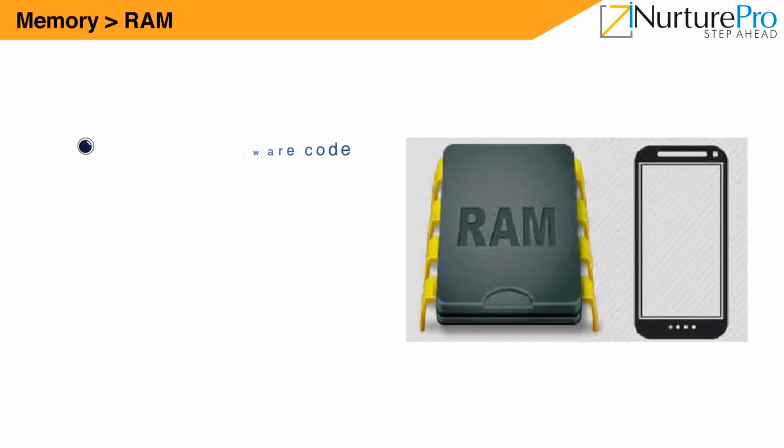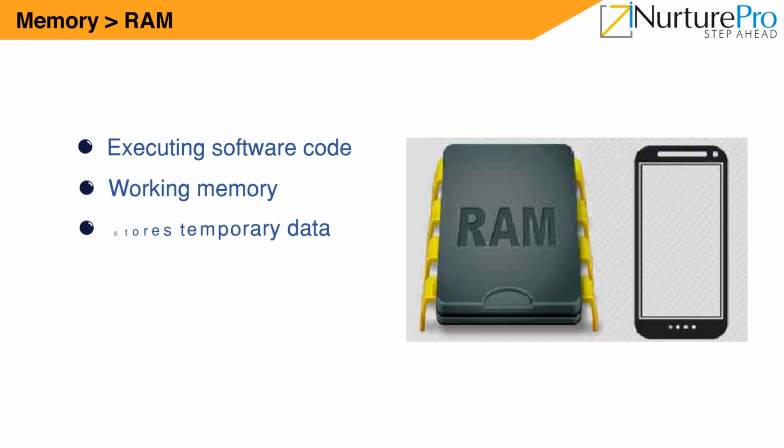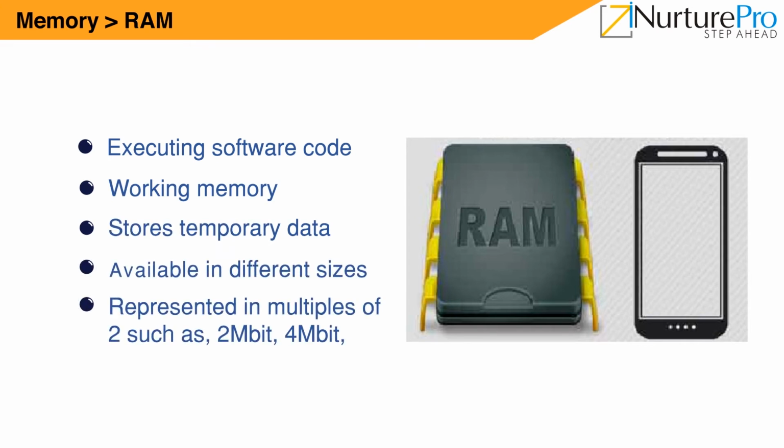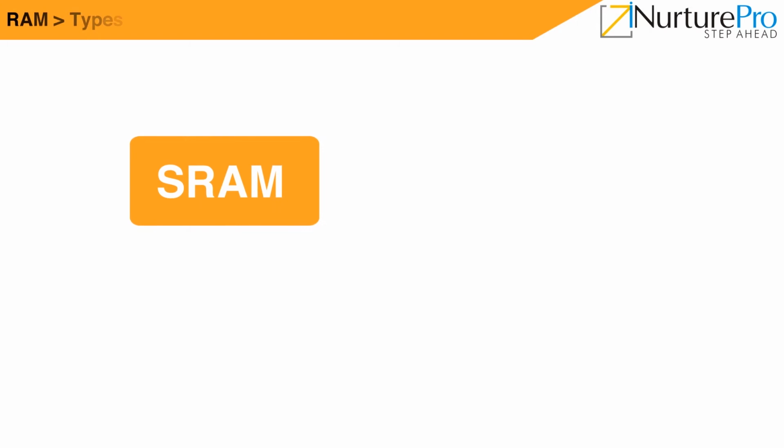RAM is used for executing software code and it converts data from one format to the other. It is referred to as working memory and it stores temporary data. It is available in different sizes and is represented as multiples of 2, such as 2 megabit, 4 megabit, 8 megabit and so on. Let's look into types of RAM.